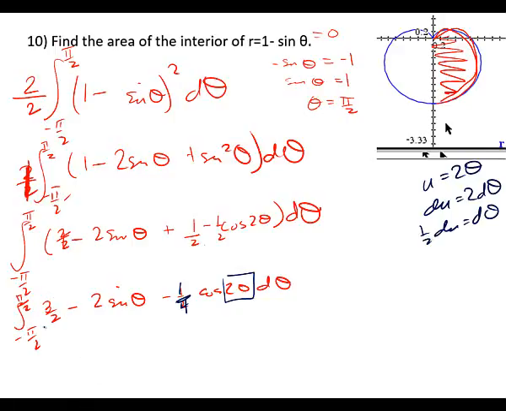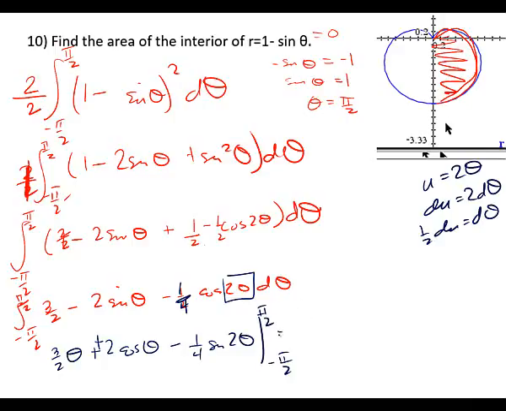So when we integrate 3/2, what do we get? 3/2 theta. When we integrate sine, what do we get? Cosine. Shouldn't it be negative cosine? Negative cosine. So that's going to go positive. And when we integrate cosine, we get sine. And then we're going from negative pi over 2 to pi over 2.